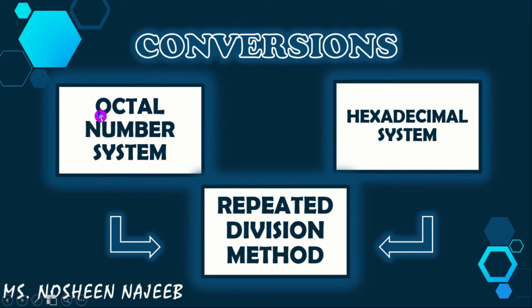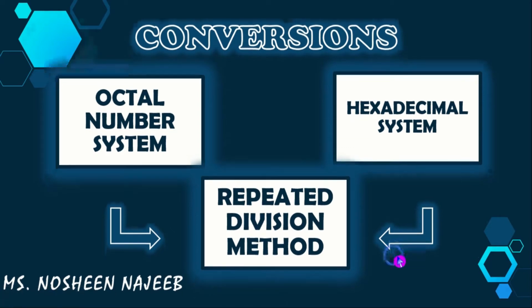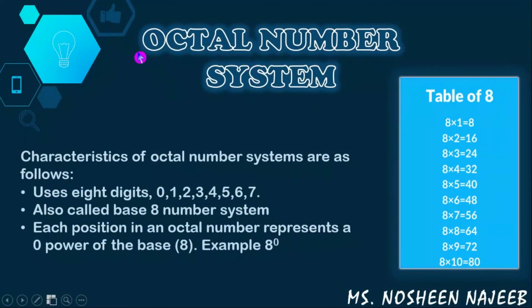It means for the octal number system and hexadecimal number system, we will use the repeated division method. Moving to the next one. First of all, we will revise the octal number system. Characteristics of octal number systems are as follows. It uses 8 digits. As you know, the octal number system contains 8 digits in it, starting from 0, 1, 2, 3, 4, 5, 6 and 7.